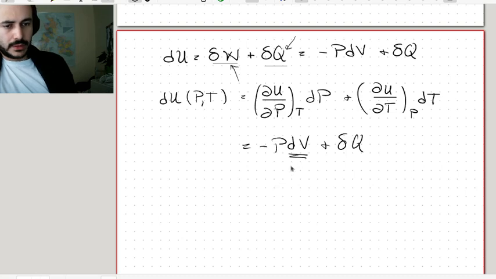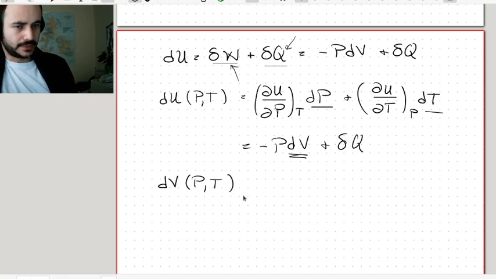However, I have dV here, but my independent variables are P and T. So what I have to do is to write dV in my independent variables, okay? I want to write this as a function of P and T. Everything has to be written as a function of P and T only, okay? So how do we do that? Well, we just do the chain rule again.